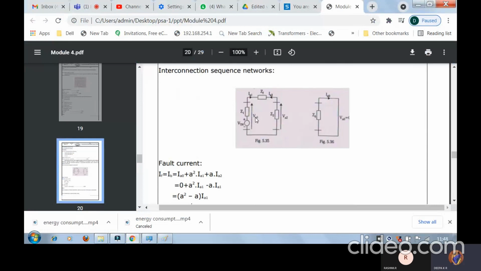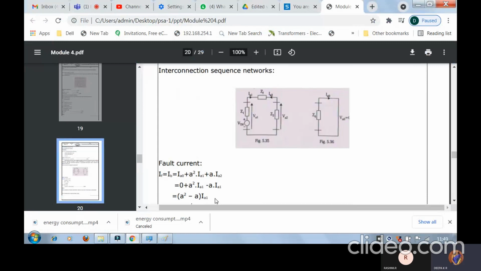So IF is what? IF is existing between two phases, IB and IC. So IB is equal to minus IC. So any one is enough for calculating. No need to write IB plus IC and do all the simplification. Instead of that, you take the value directly as IB. IB is what? IA0 plus A square into IA1 plus A into IA2. So IA0 is nothing but 0. Take the common term because you can write IA2 as minus IA1. Take IA1 common, so we are left with A square minus A.